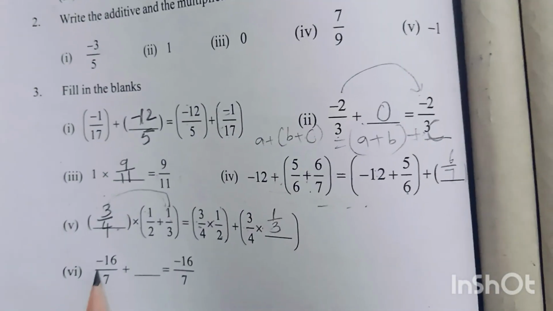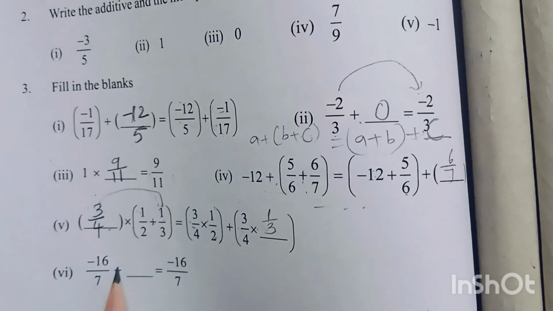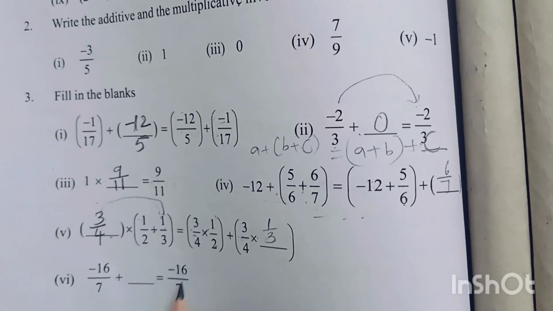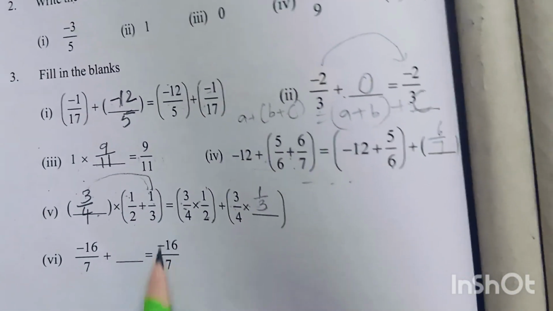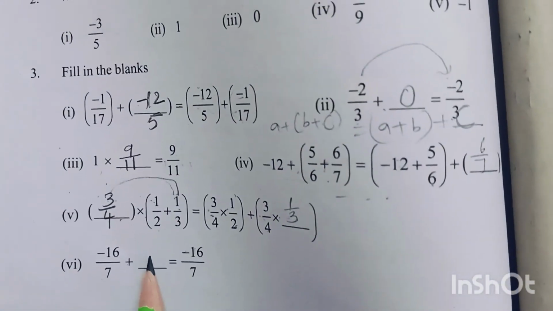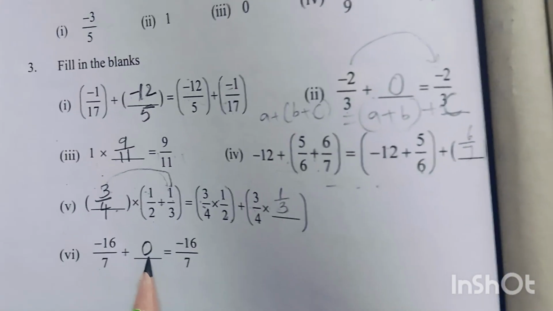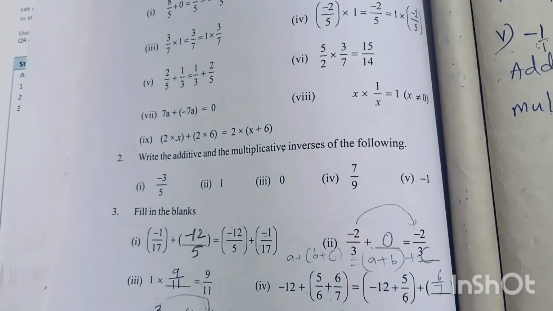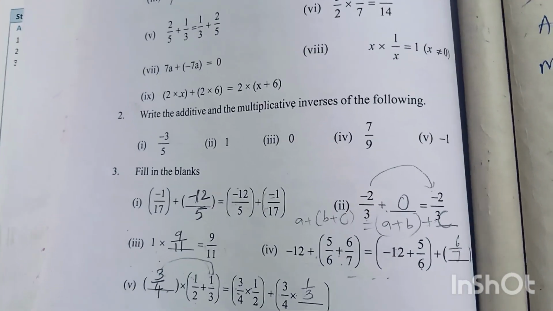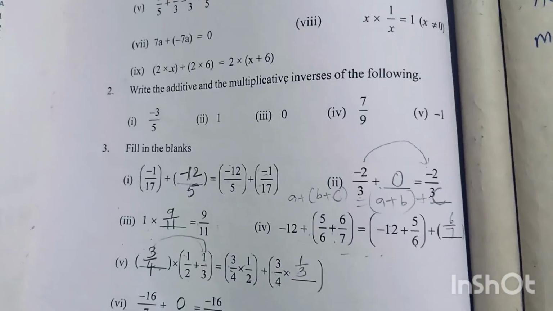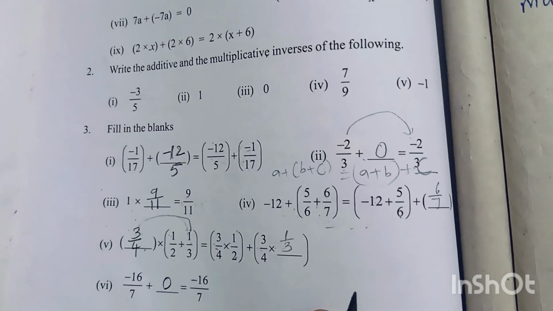1 by 3. Next, here minus 16 by 7 plus dash equal to minus 16 by 7. If we add to this fraction, the same fraction will be got. Now which one do we have to add? That is the additive identity 0. If we add 0 to any rational number, the same number will be got, that is the additive identity. Now we completed the first bit, second bit and third bit. Now we are going to solve the remaining problems.